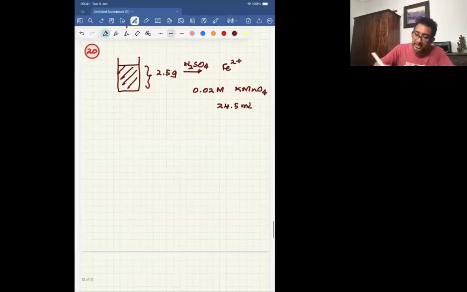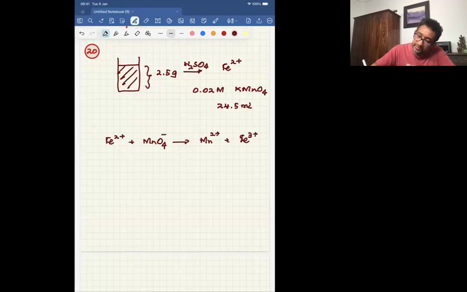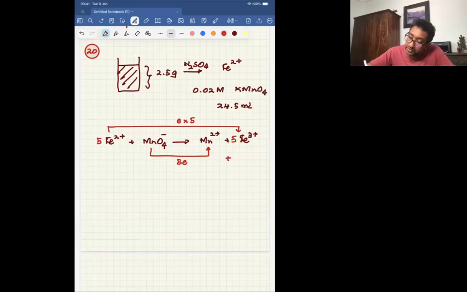Fe plus 2 and permanganate, MnO4 minus. MnO4 minus turns into Mn plus 2. Fe plus 2 turns into Fe plus 3. This is 1 electron, and this is 5 electrons. Multiply this by 5. 4 water molecules, 4 times 2, 8H plus. That's okay.